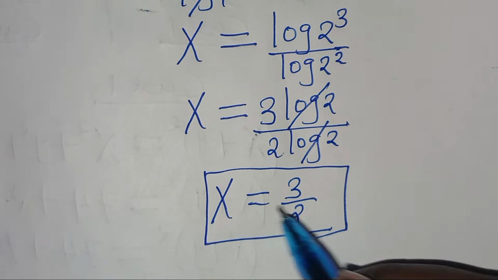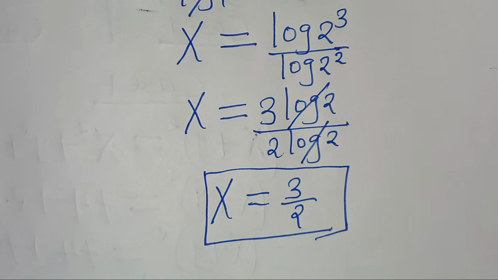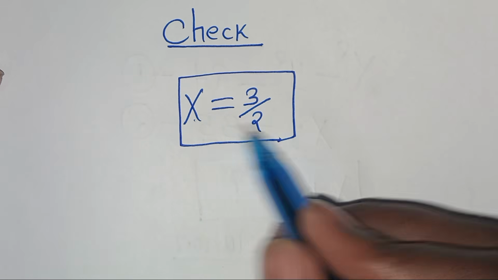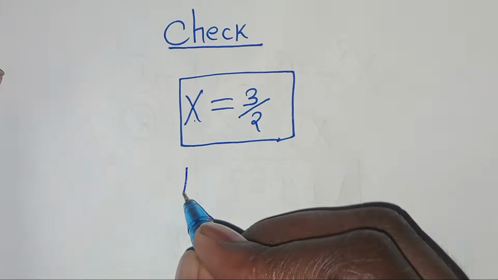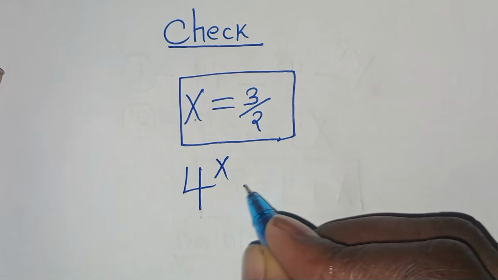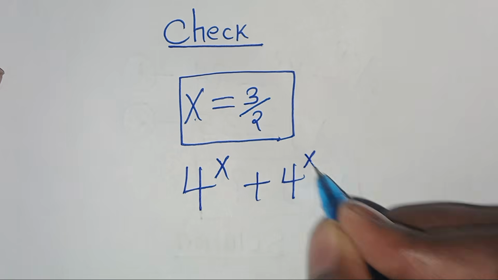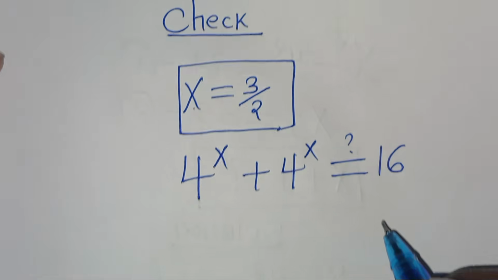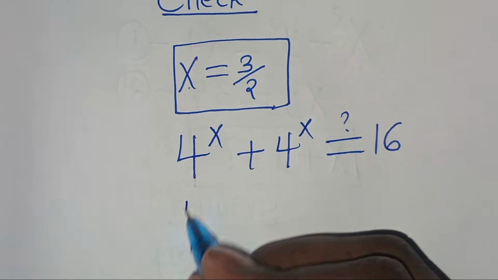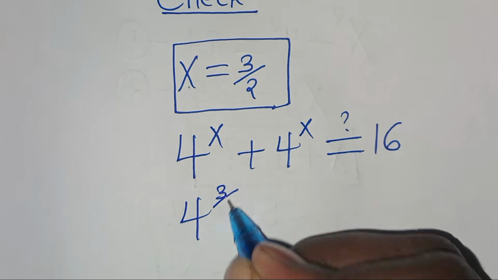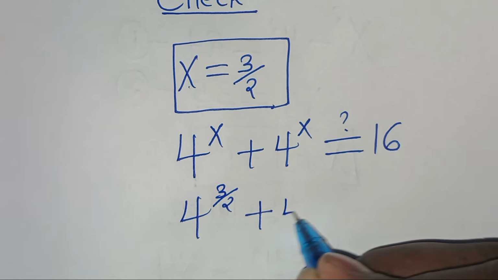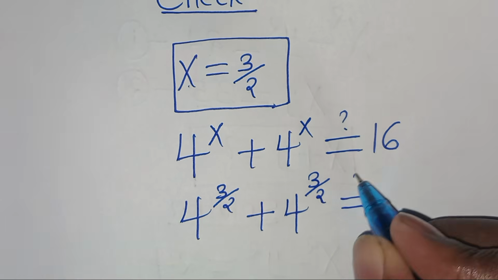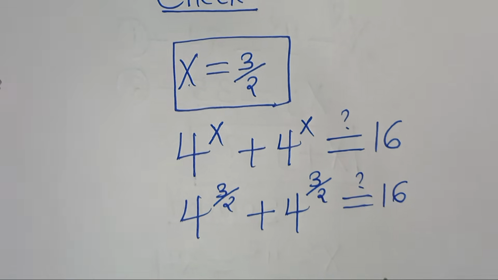So let's check if this value of x satisfies the equation. Now let's check if this value of x, which is 3 over 2, satisfies the equation. We have 4 to the power of x plus 4 to the power of x. This is supposed to give us a value of 16. Now let's substitute x. So we have 4 to the power of 3 over 2 plus 4 to the power of 3 over 2. This should give us a value of 16.